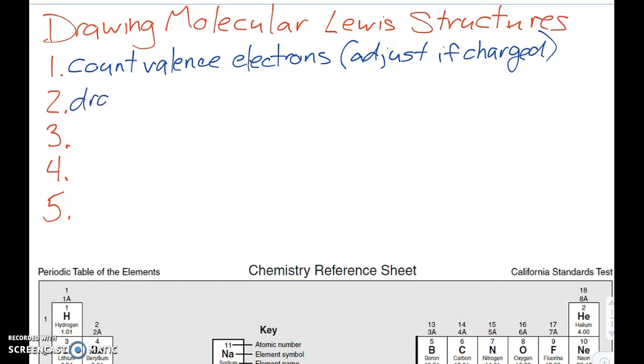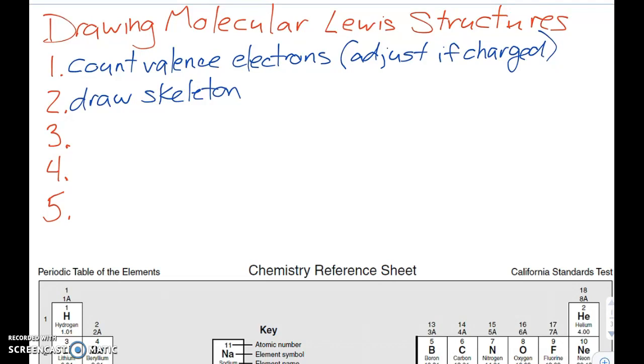Then I'm going to say we're going to draw the skeleton. When you draw the skeletal structure, the first atom goes in the center. The exception is hydrogen. So in the case of H2O, even though hydrogen's first, it'd be oxygen that goes in the center. But for any other element in a molecular formula, that first element is going to be the one that goes in the center.